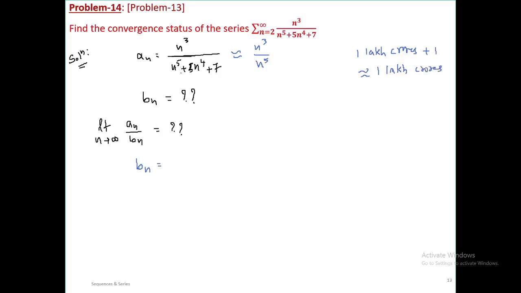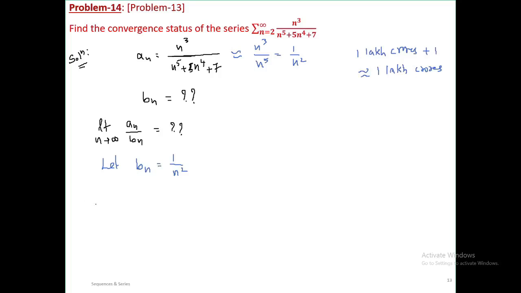So the denominator n power 5 plus 5 n power 4 plus 7, as n becomes very large, is approximately equal to n to power 5. So overall this is 1 by n square. So now this is our bn. So like this we have to choose bn, then only this theorem can work out. So this is a technique for how to choose bn in this limit comparison test.